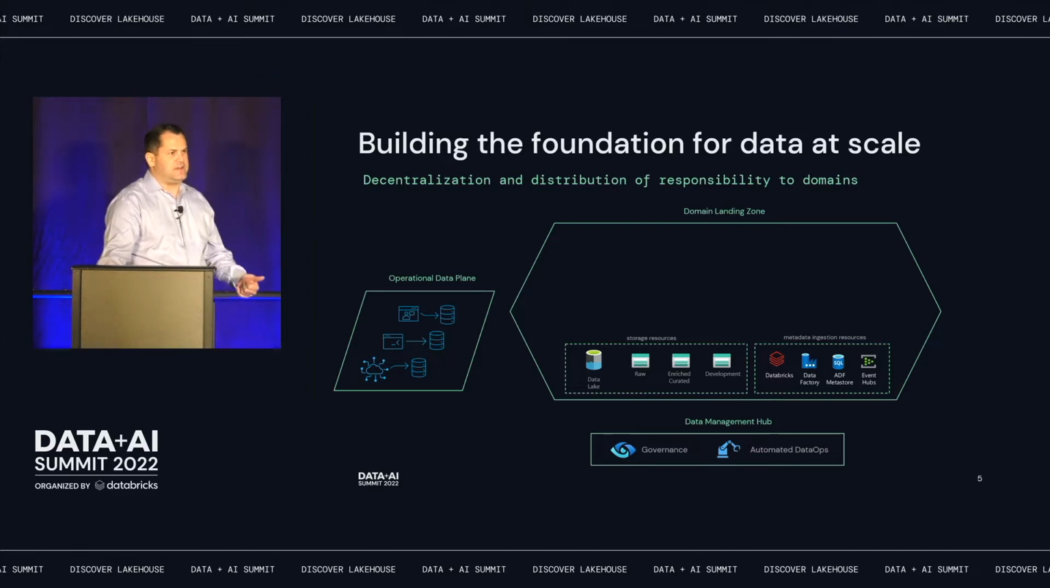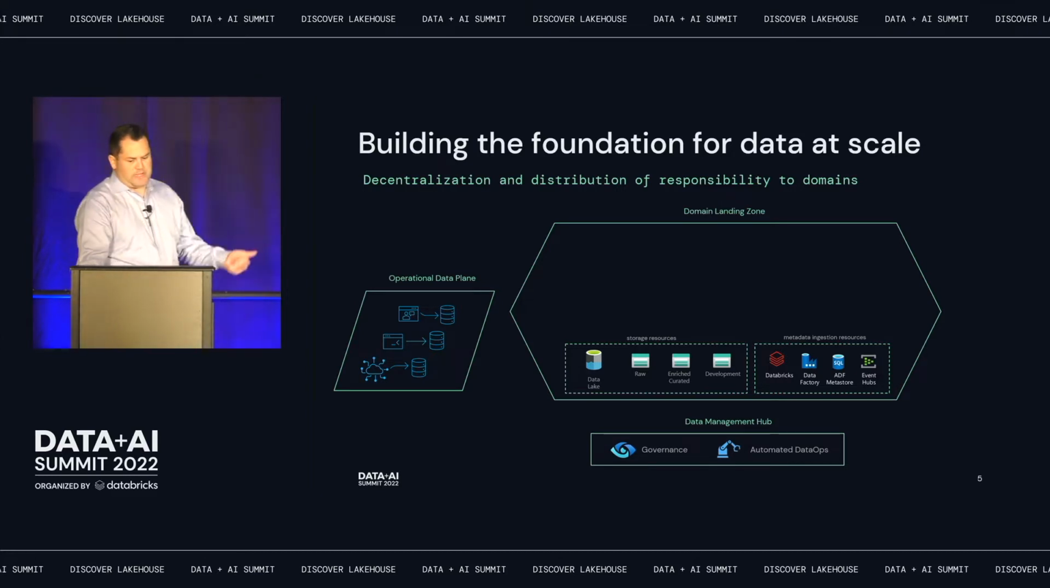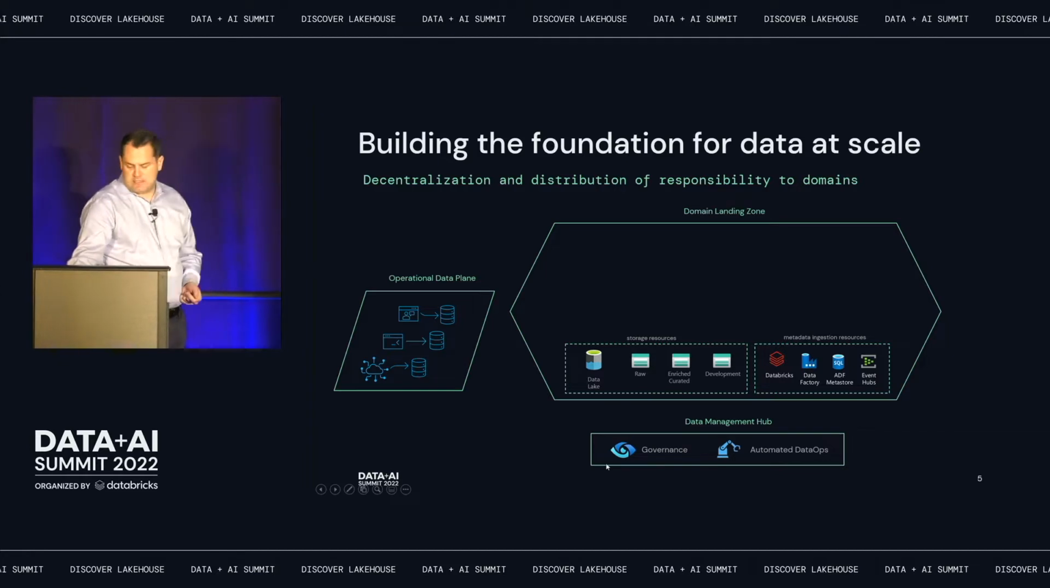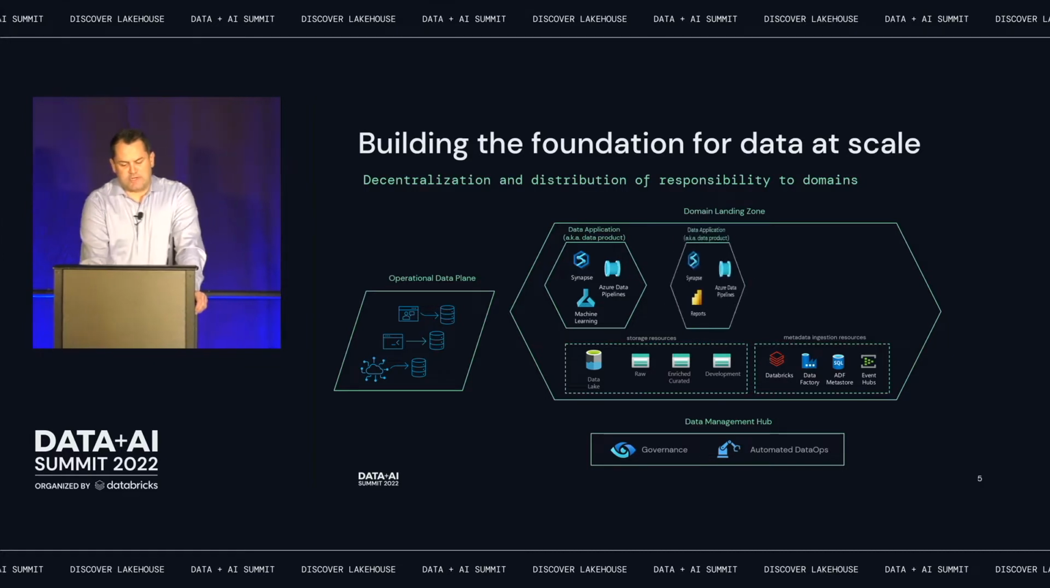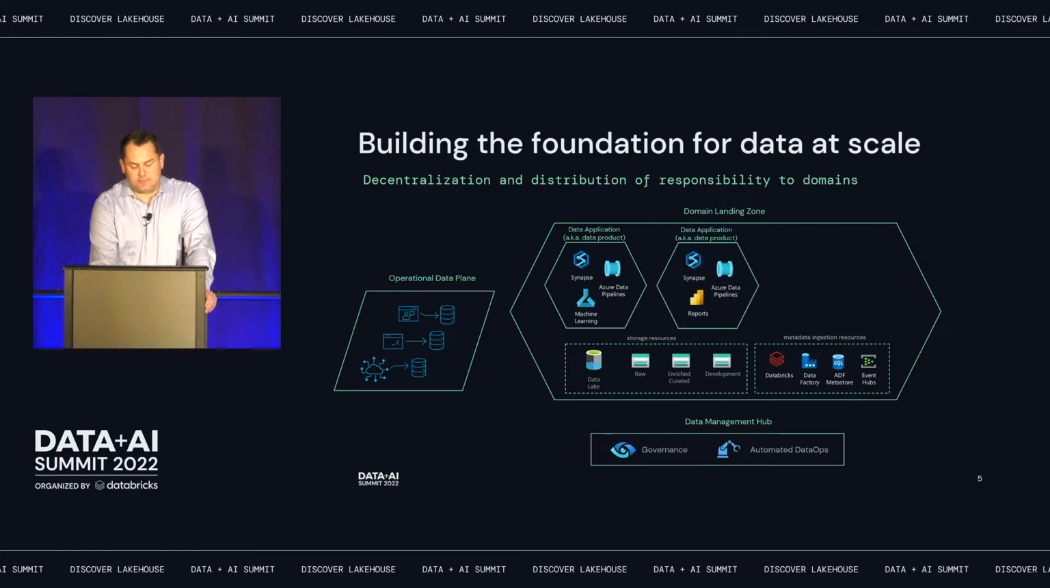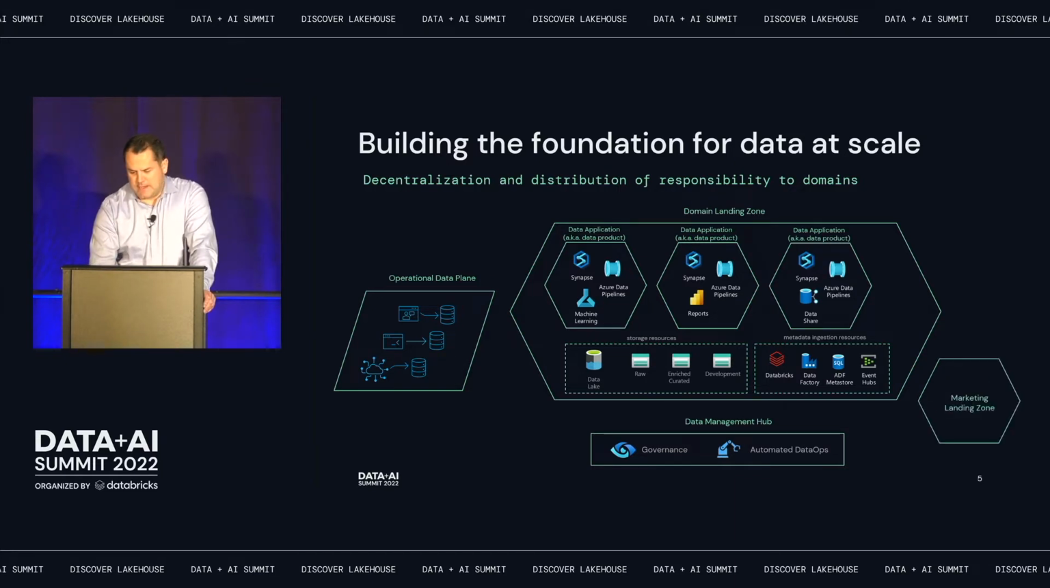Think functionally: operations, shared IT. Think also finance, marketing, as organizations build this muscle of managing distributed data at scale, protecting the data at scale, and then enabling the automated data operations that are required to support these interactions.